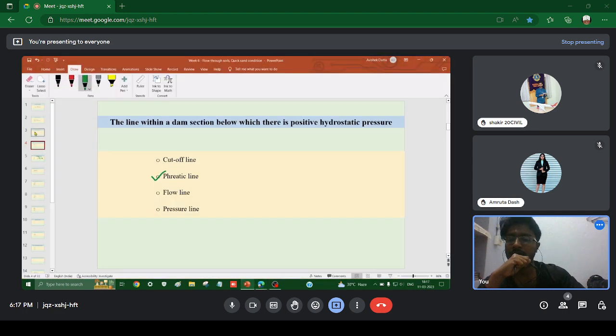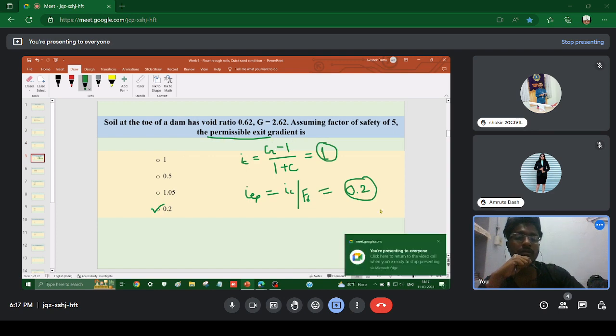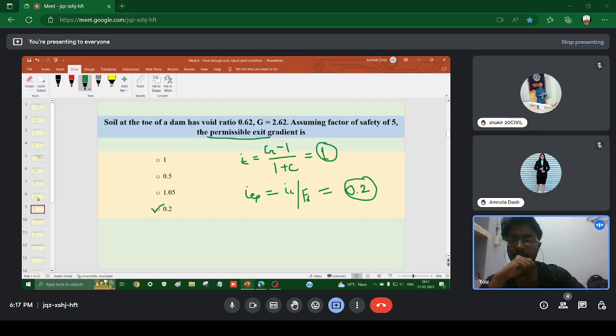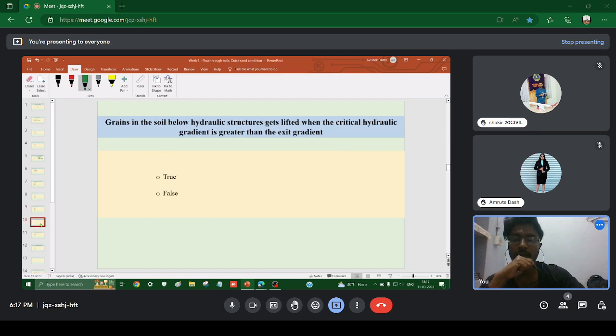See, in this question, where was the numerical? The permissible exit gradient was how much? It was less than 1, right? It was less than the IC. So this exit gradient should be kept less than the critical exit gradient, so that piping failure does not occur. Now here I have said critical hydraulic gradient is greater than the exit gradient. That is, I have said IC should be more than IE. So in this condition, piping failure will occur.